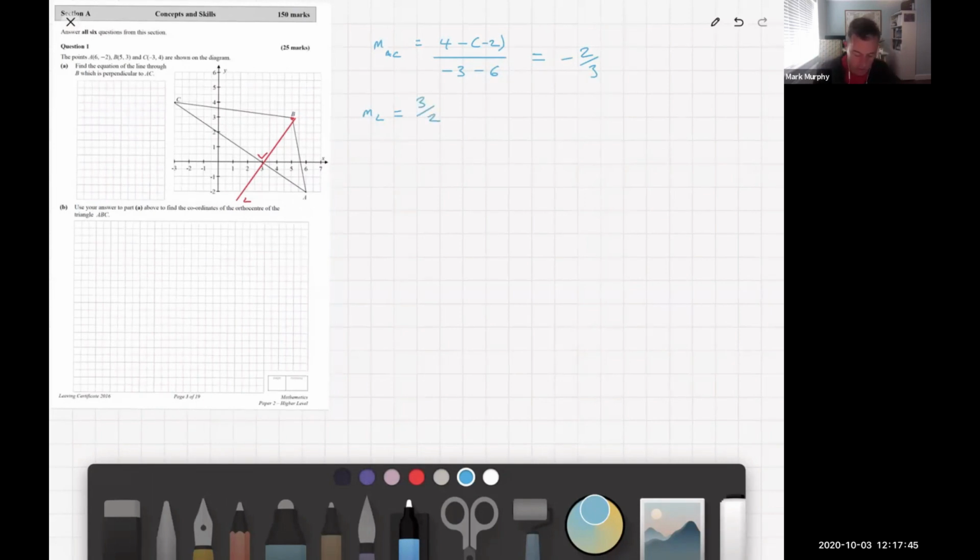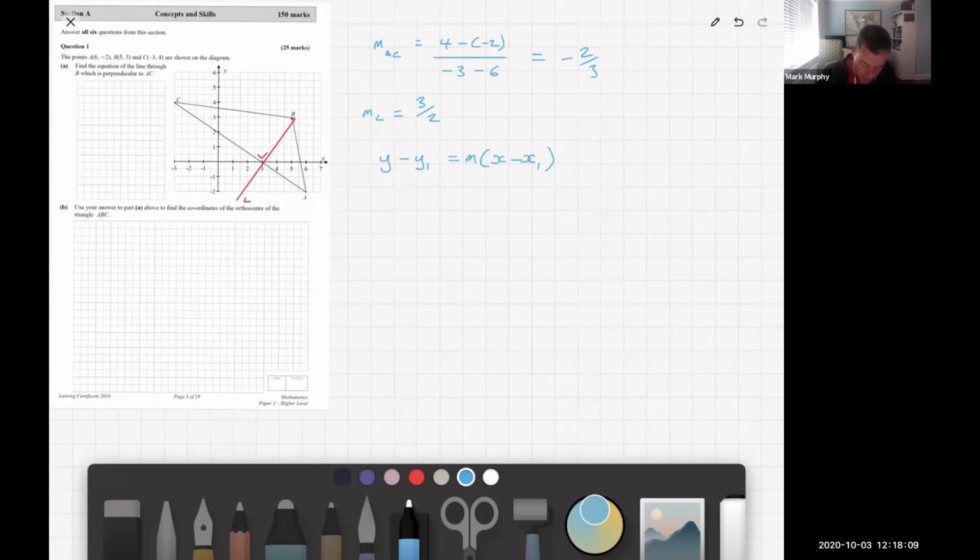Okay, which is the inverted, multiply those two together, you get -1. So then we write down the general form of the equation. We have y minus y1 is equal to m into x minus x1, because for the line L, the red line there, we now have the slope and we have a point on the line, which is the point B.